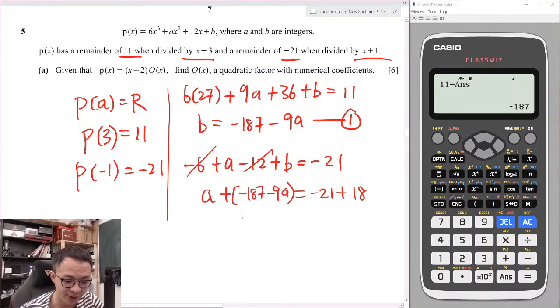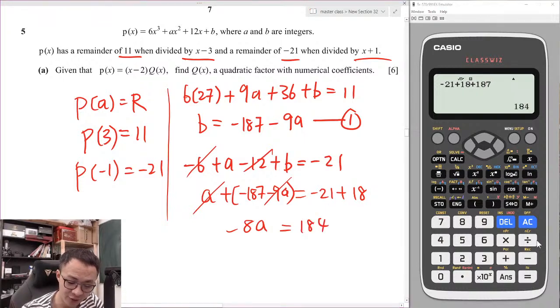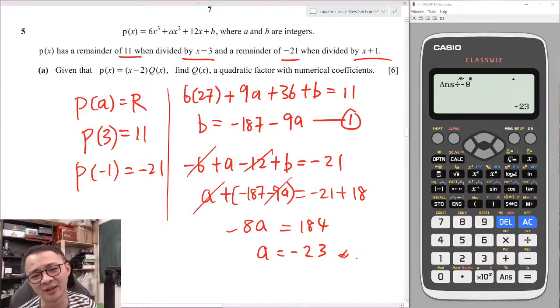Alright, so solve this one to get my a here. This one gives negative 8a. Here is negative 21 plus 18 and then plus 187, so it will be 184. Divided by negative 8, a equals negative 23. Okay, basically just simultaneous equations.